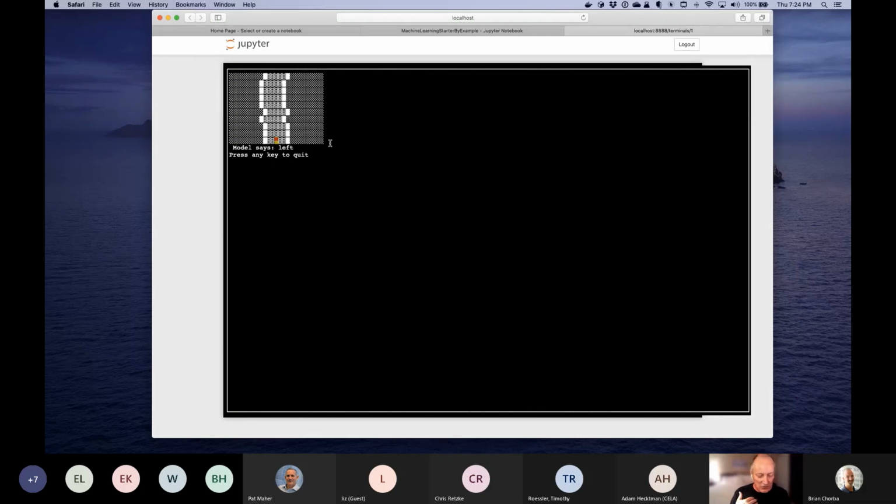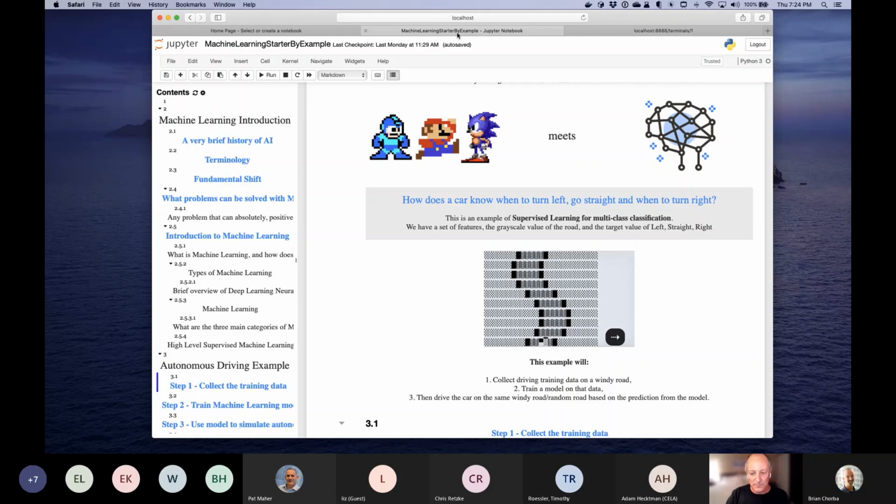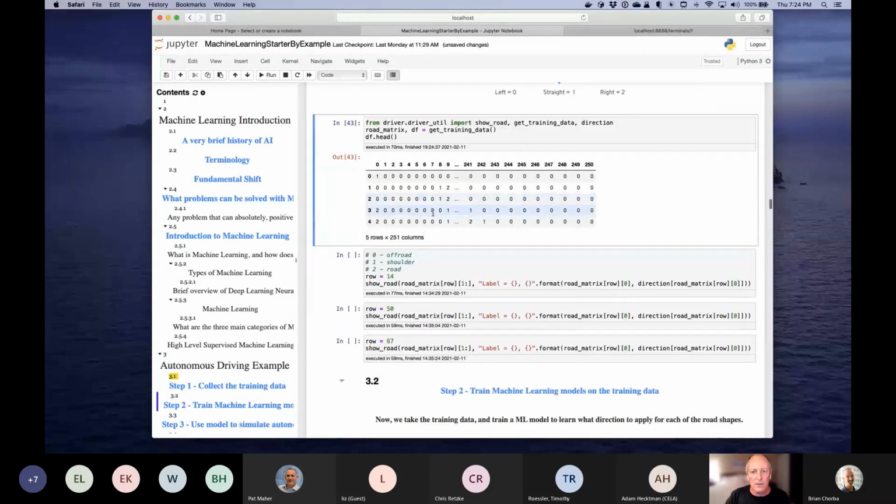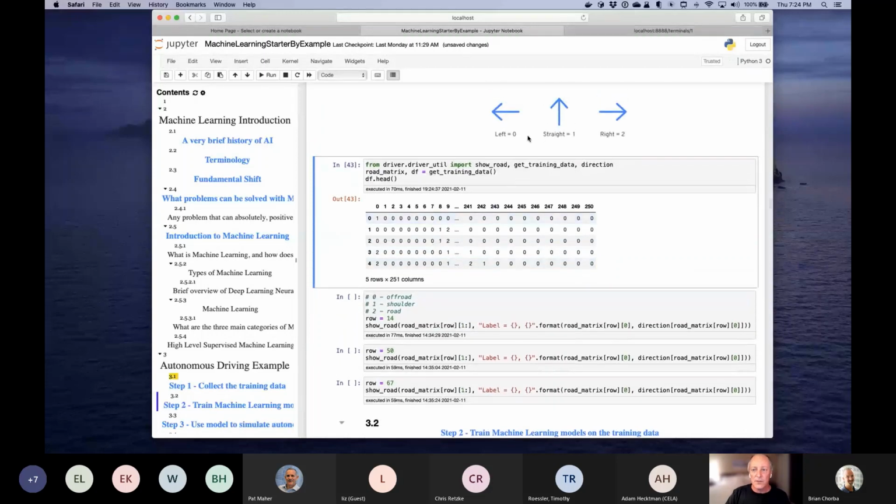And that was all just using some very simple data. Let me show you what that looks like. All right, so left will be noted as a 0, straight will be a 1, and right will be a 2. And I know it's a little hard to see, but column 0 is basically how I should be steering. But this is what the data looks like. It's just a bunch of 0s, 1s, and 2s.